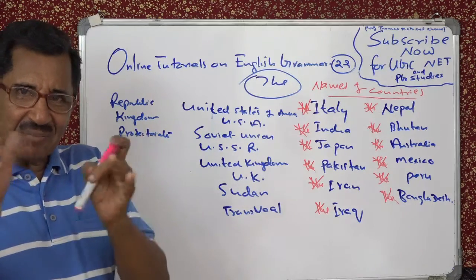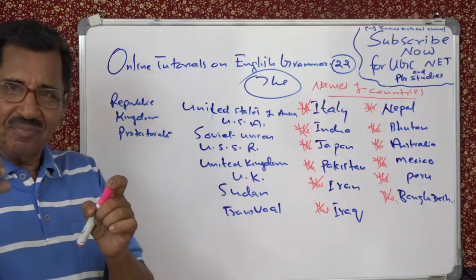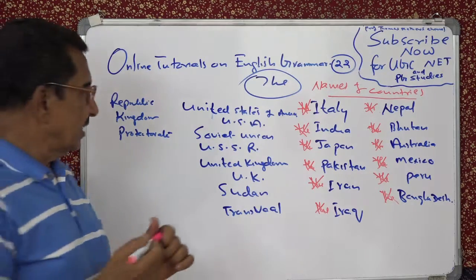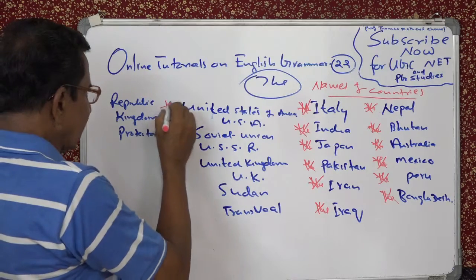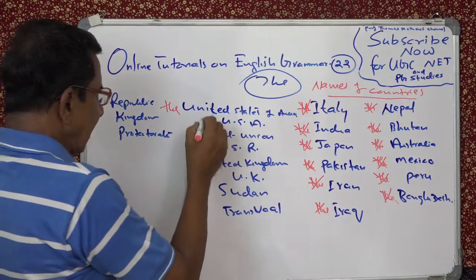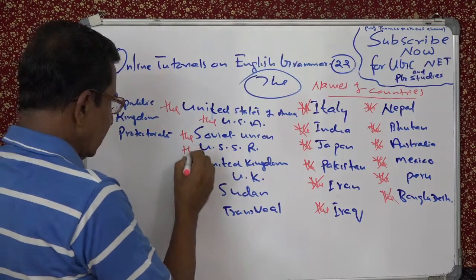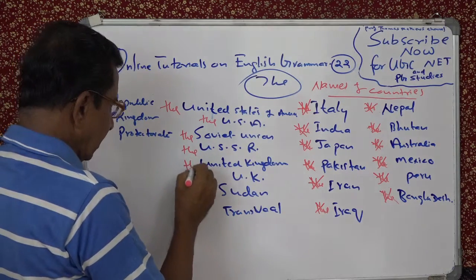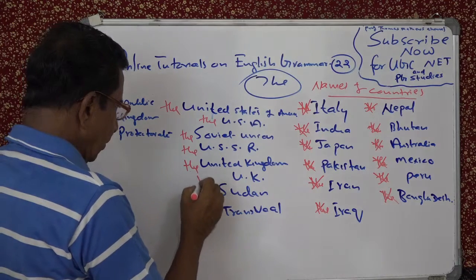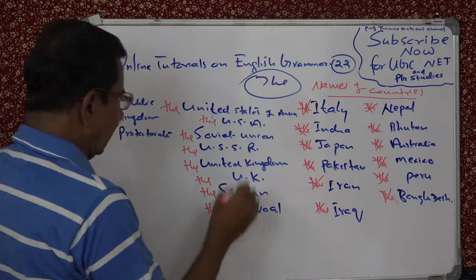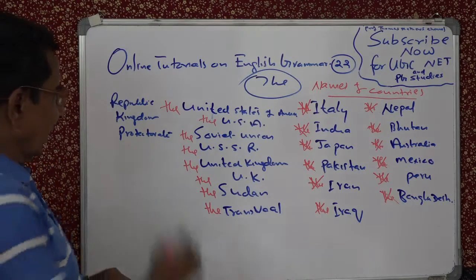Some states came together piece by piece. Then you should use the. Say the, it is correct here. The USA, the Soviet Union, the USSR, the United Kingdom, the UK, the Sudan, the Transvaal. So here it is. Okay.